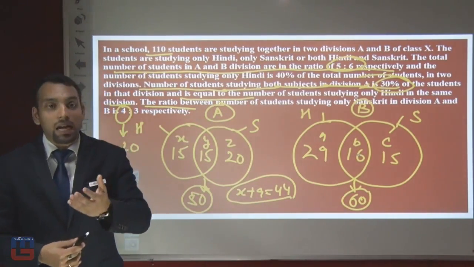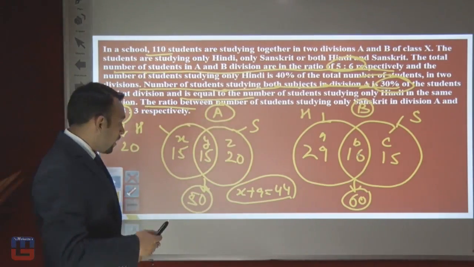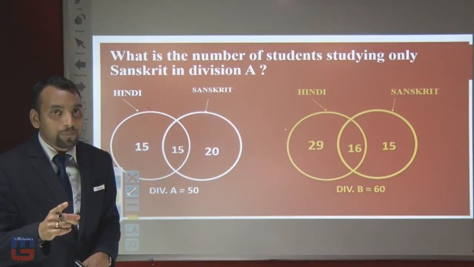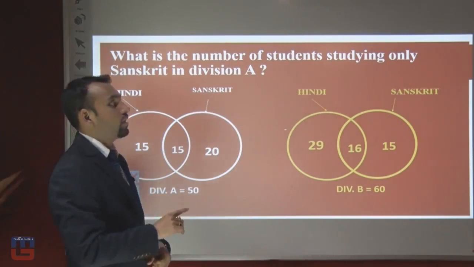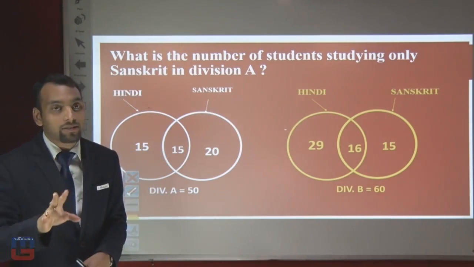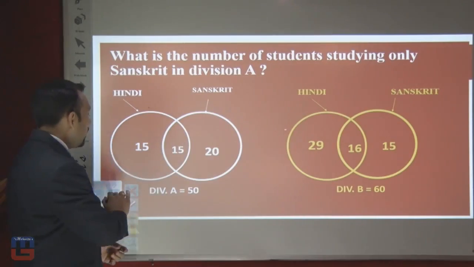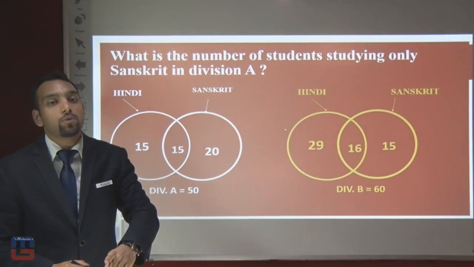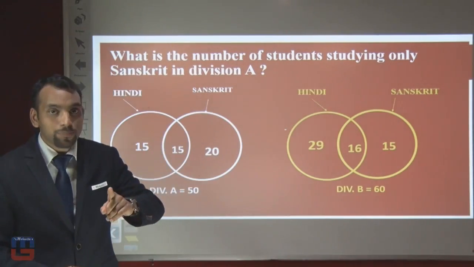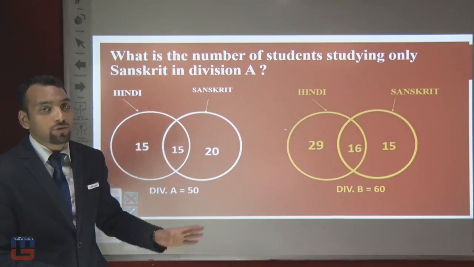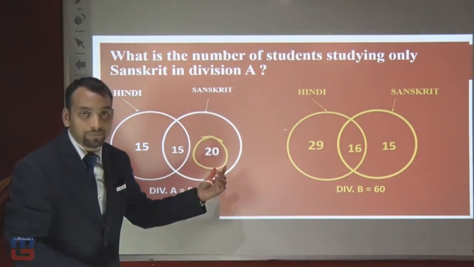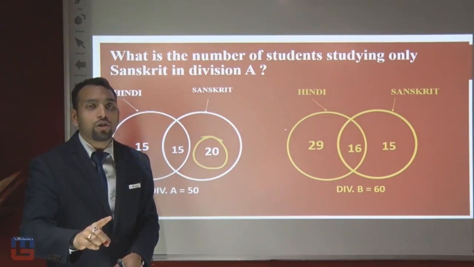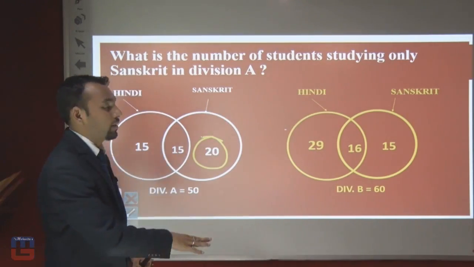Now let us see what are the questions based on this puzzle DI. First question, you can see, what is the number of students studying only Sanskrit in division A. Now you will tell me the answer. What is the answer? Because the Venn diagram you have, division A Venn diagram, division B Venn diagram, complete data you have, and quickly you have to say what is the number of students studying only Sanskrit in division A. Now see, division A only Sanskrit. Answer will be 20. So if you have this Venn diagram in your examination, you will hardly need 1 or 2 seconds to give the answer.